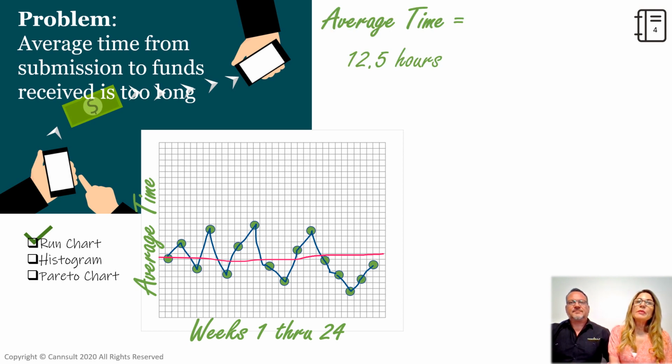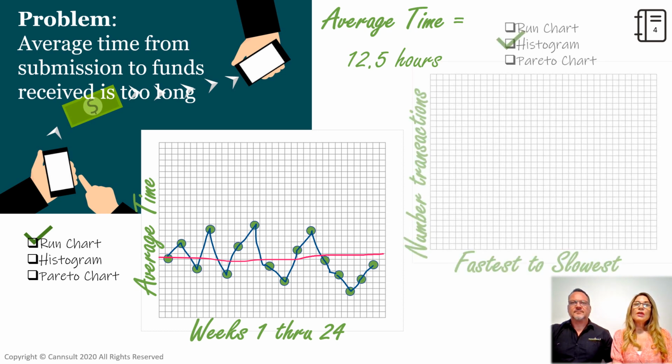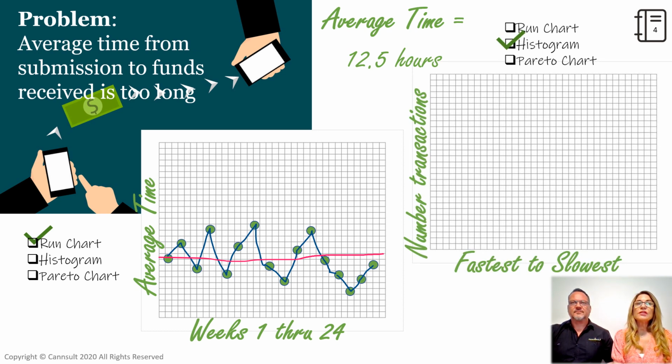But we always want to remember that averages hide the spread, and customers don't feel the average, they feel the spread. So a great accompaniment to the run chart would be a histogram. We'll sort our time from fastest to slowest on the x-axis, and the y-axis will be the count of transactions in each time bucket or bin.